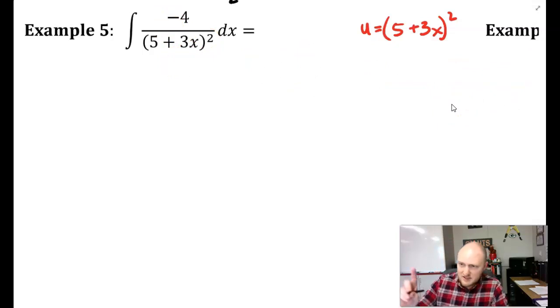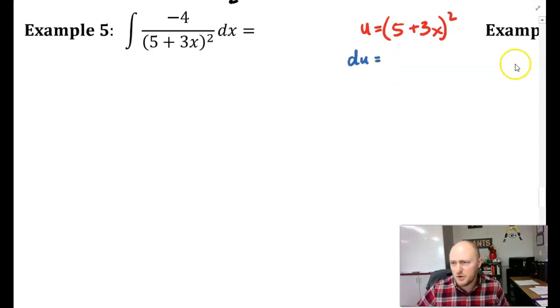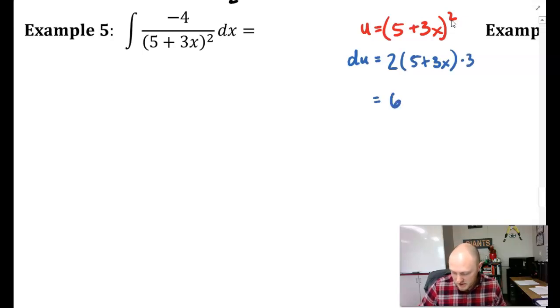The derivative of this, and this is the problem. If you're writing this down, don't write this down. I want you to stop right here. I just want you to watch because this is not u. The du would be, what's the derivative of this? Well, I have power rule first. I have 2 times 5 plus 3x times the derivative of the inside, which is 3, which is 6 times 5 plus 3x.